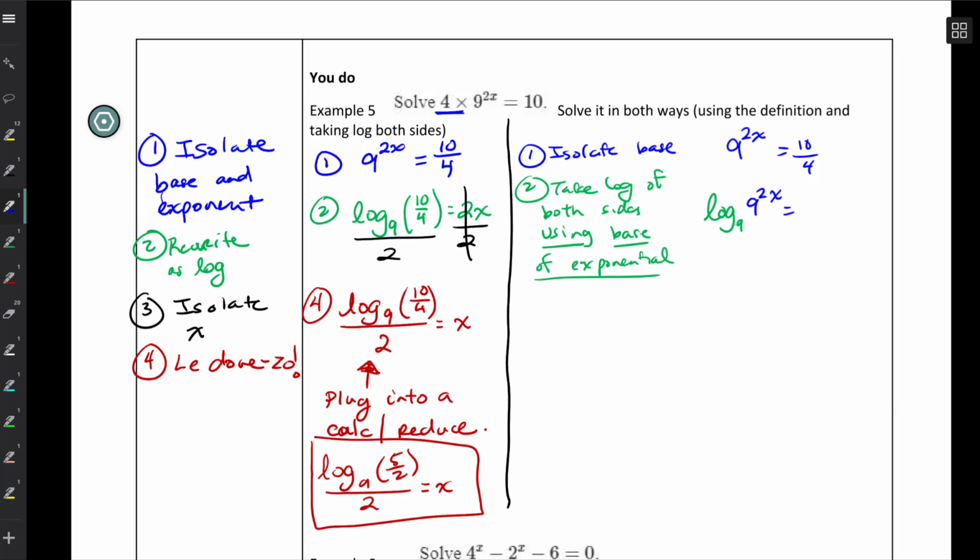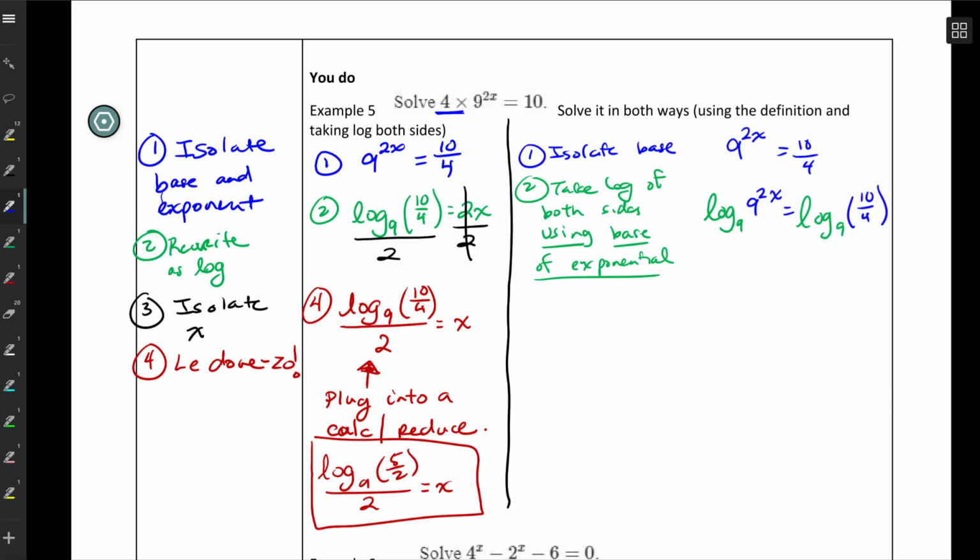Now I have to do the same thing to the other side. Log base 9 of 10 over 4. It seems weird, but it's still doing the same kind of thing as in any other algebra. As long as you do the same thing to both sides of an equation, you're fine. You're not breaking any rules. You're writing the same relationship. It's equivalent on both sides.